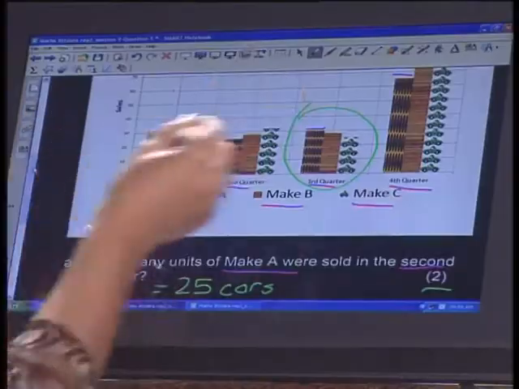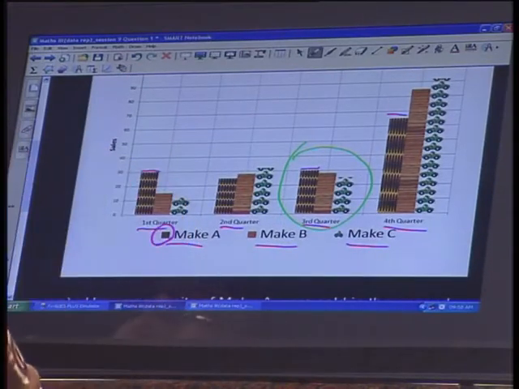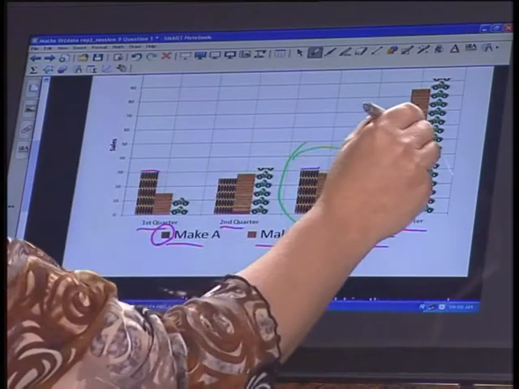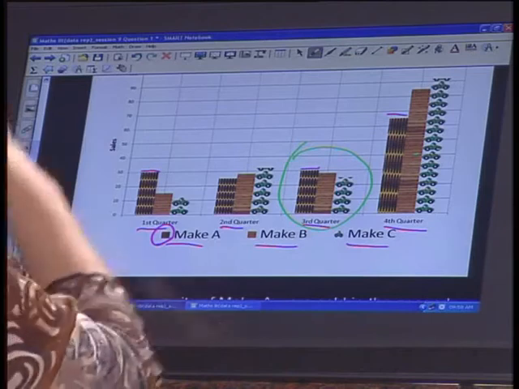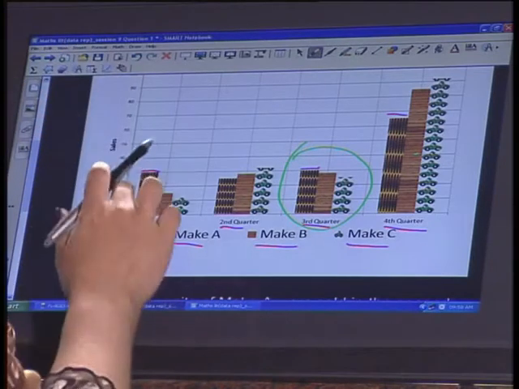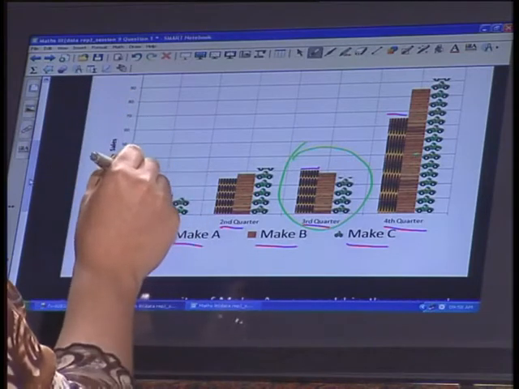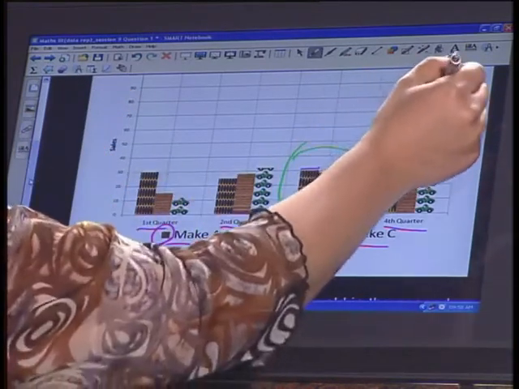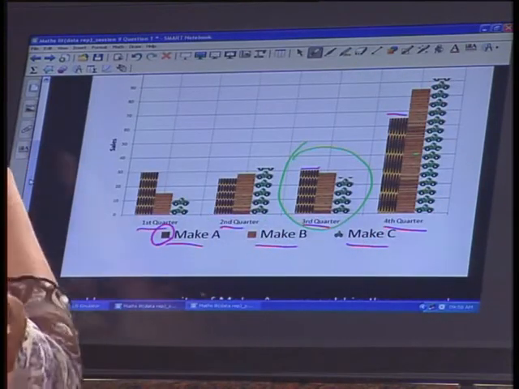So let's go back up here and look at what do we see. All 3 makes of cars increased drastically from the first to the third quarter. So that is one trend that I've noticed. We also noticed that in the first quarter, A was the highest, and in the fourth quarter, C is the highest. So everything that you notice about the graph, I want you to add that to your answer. Give them more information rather than less information.